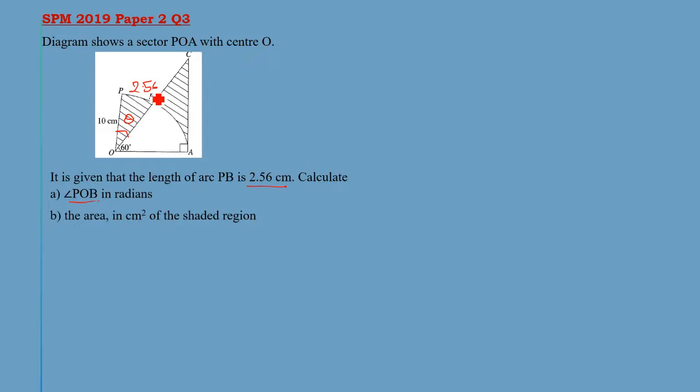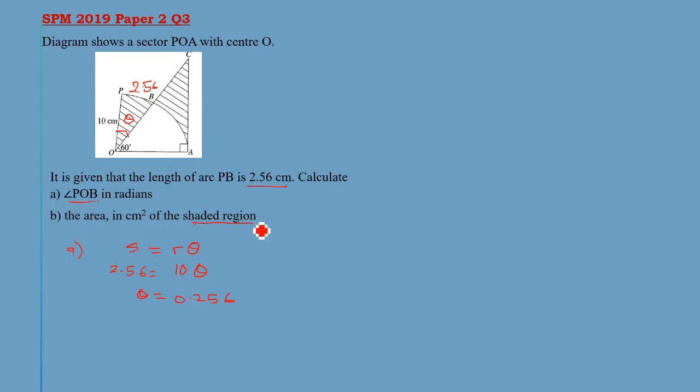Since you are talking about length and angle and you're given the radius, the connection is finding the length of an arc. So to answer question A, you use your formula for length of an arc. So s is 2.56, r is given as 10, and theta, remember, is in radians, so we'll just leave it as theta. So what you get is theta is 0.256. Very simple and straightforward. So we have it.